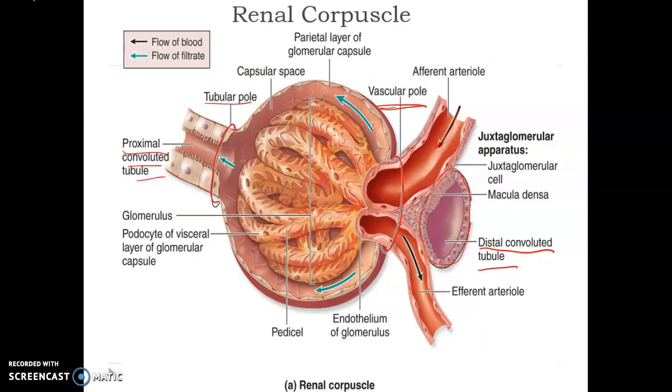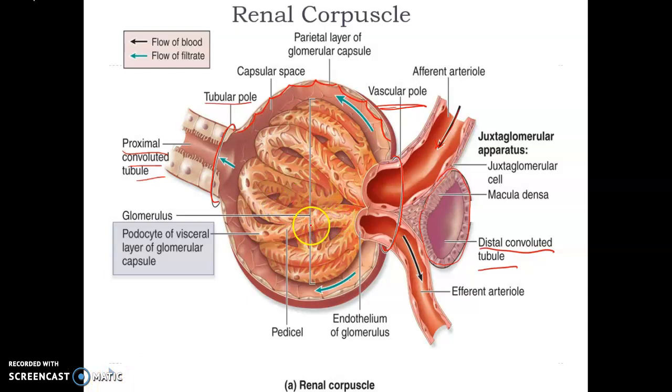All right. Okay, so vascular pole, tubular pole. Then if you think of the Bowman's capsule or the glomerular capsule, it is actually made up of two layers of cells. The outer layer is called the parietal layer, like this layer right here, and these are simple squamous epithelial cells. That's the parietal layer. The visceral layer is made up of specialized octopus looking cells. These are called podocytes.